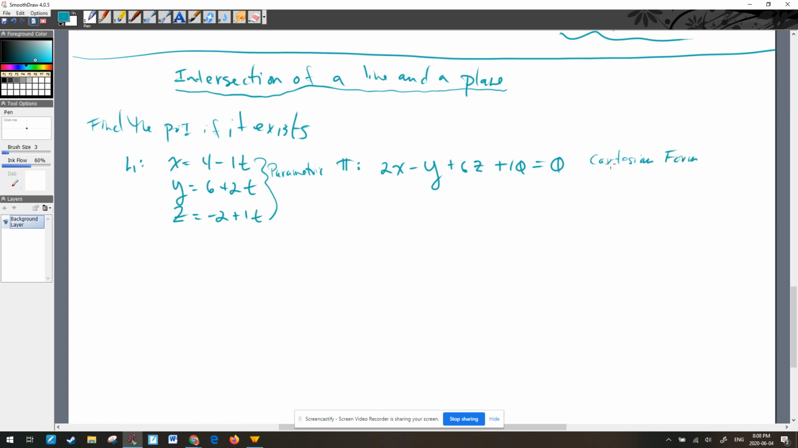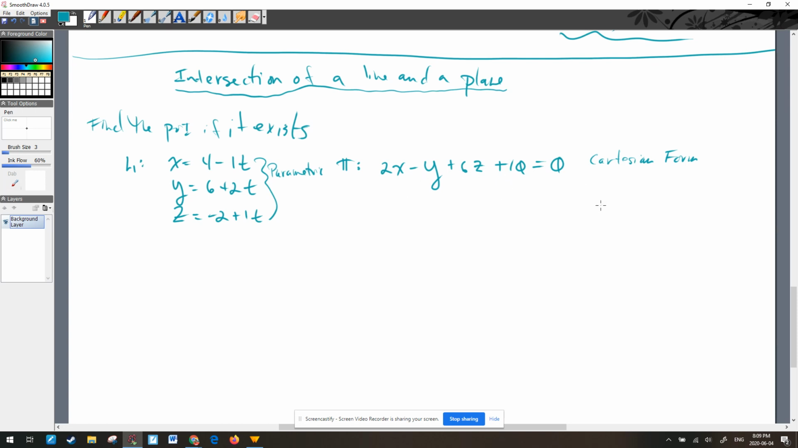Now, this is the ideal. So if we are considering whether a line intersects with a plane and a line is given to you in a form that is not parametric form, first thing you're going to do is convert it to parametric form. Similarly, if I give you the equation of a plane and it is not in Cartesian form, the first thing that you're going to do is convert it into Cartesian form.